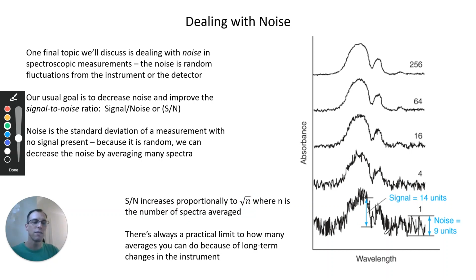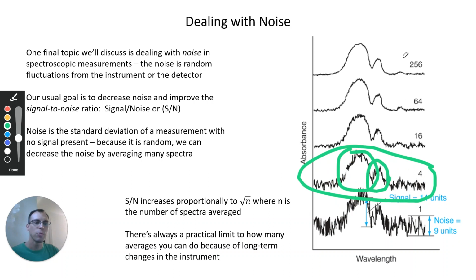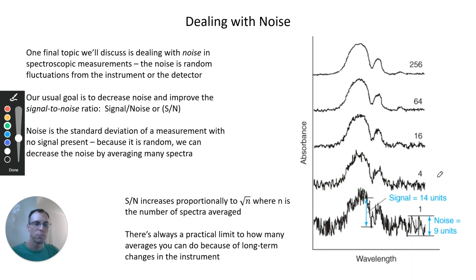We can see this effect here. The bottom spectrum is only a single spectrum. If we average 4 of them, even with just 4, we can now pretty clearly see that there's a peak here, and this peak here becomes much clearer. As we average more and more, our signal-to-noise ratio gets better and better. Here it's 2 times better. When we average 16, it's 4 times better. Average 64, 8 times better. And 256 is 16 times better, where we just take the square root of the number of averages to get how much better it is.